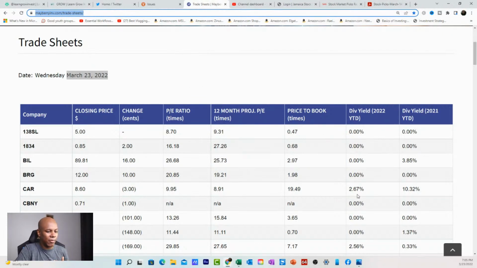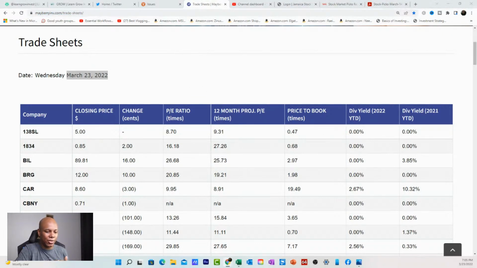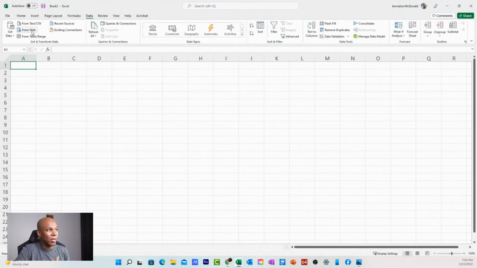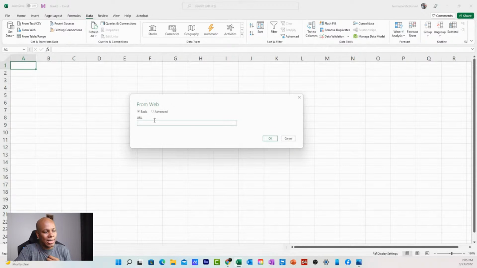It's mayberryinv.com/trade sheets. So I've copied and pasted it here, and I'll paste it in the chat for those who are here watching it live. So I go to data source. Now I can choose from web here. Hopefully you're able to see it. So once I hit from web, you'll see this dialog box on your screen. Just paste in that URL, click OK.